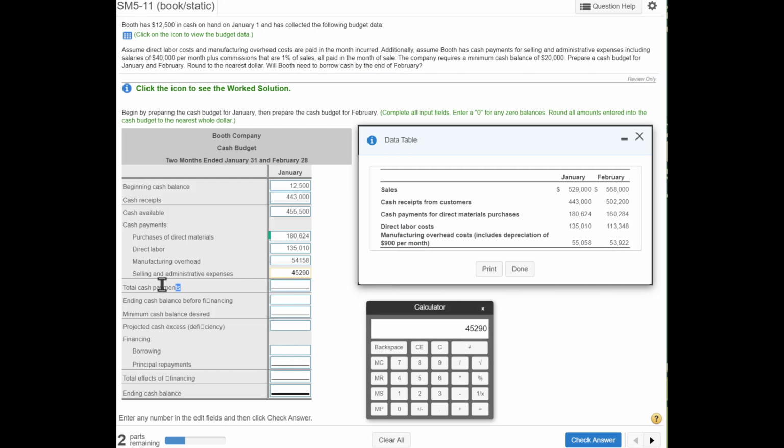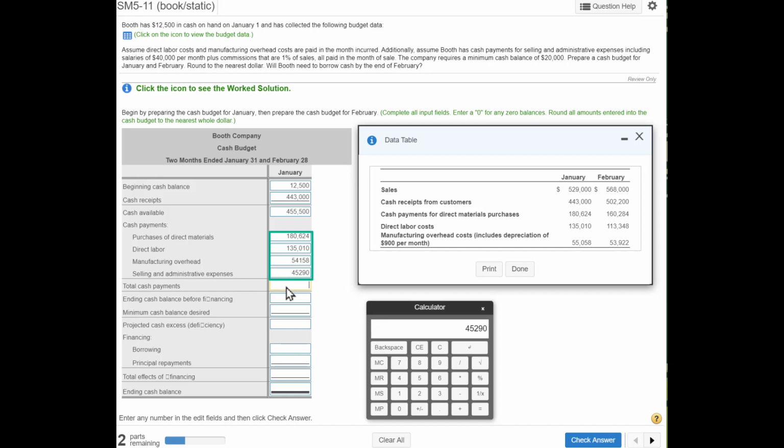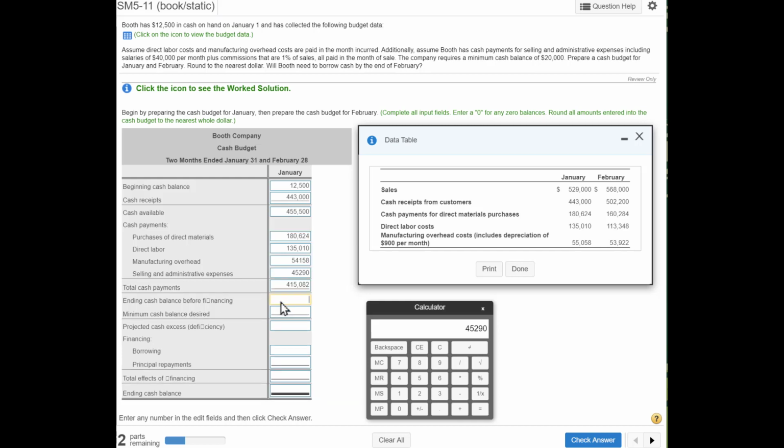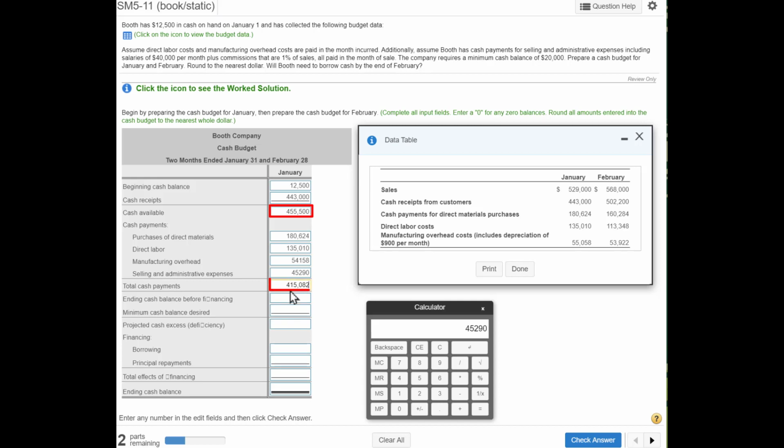So now we have to figure out our cash payments. Remember, these are our cash payments here, so we're going to add this plus this plus this plus this. That gives us total cash payments of 415,082. So what was our ending cash balance if we had this amount available, 455,500, and we paid this? We're going to take this minus this, which should give us 40,418.